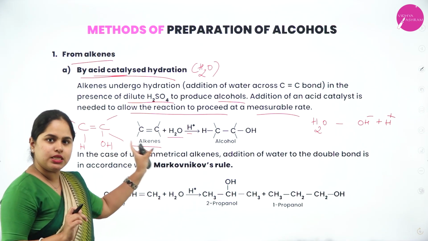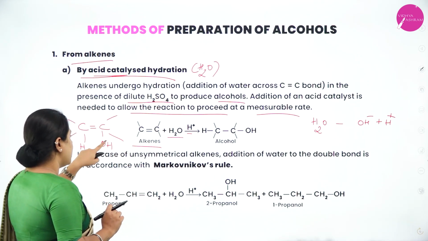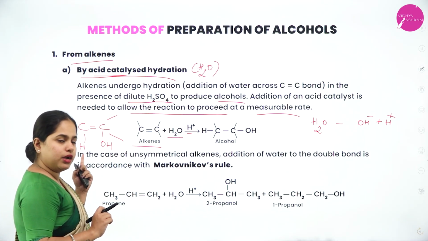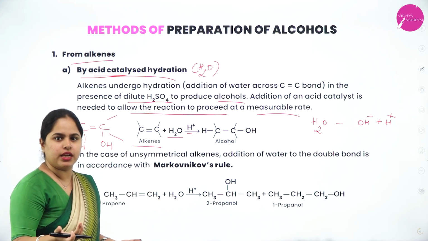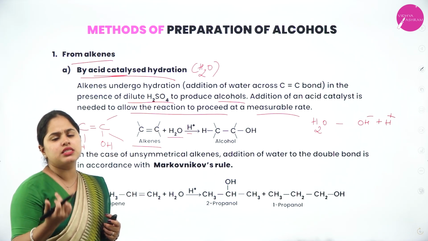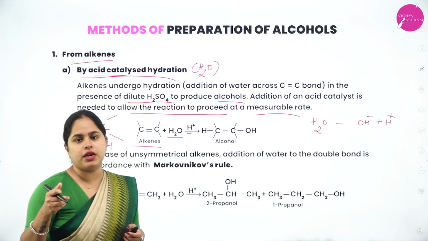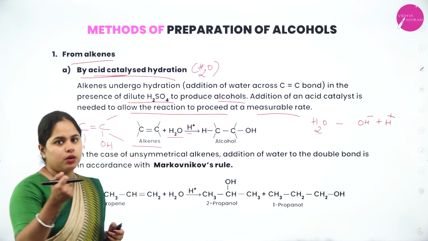This is an example of a symmetric alkene, because hydrogen can be attached on this carbon as well as this carbon. It doesn't make any difference because it is going to be the same alcohol. But if it is an unsymmetrical alkene, to which carbon atom the hydrogen goes and to which carbon atom the hydroxyl group goes will be a confusion.